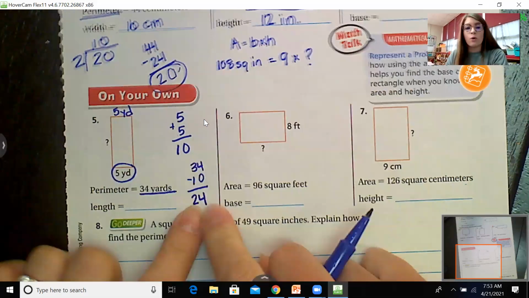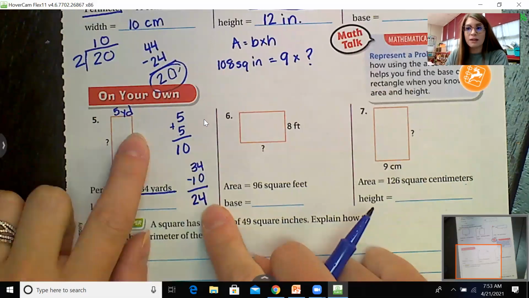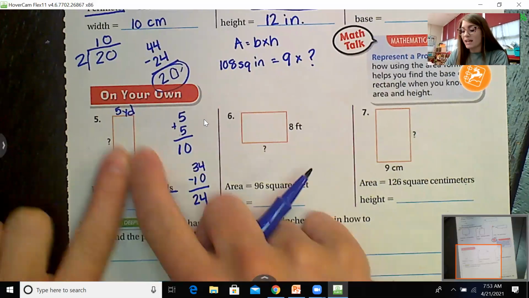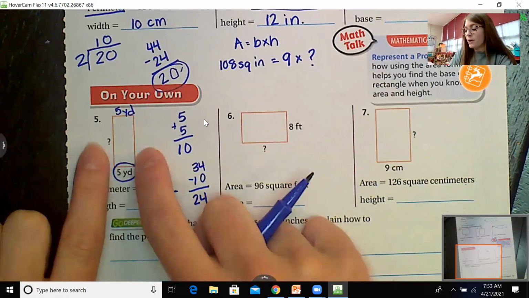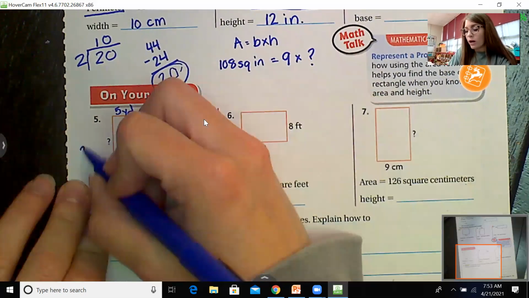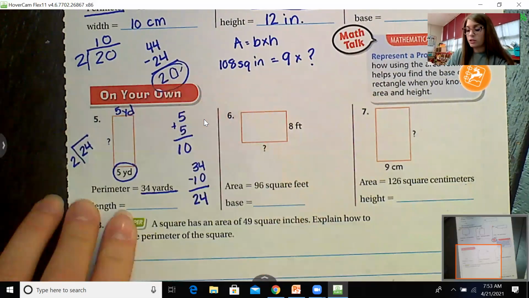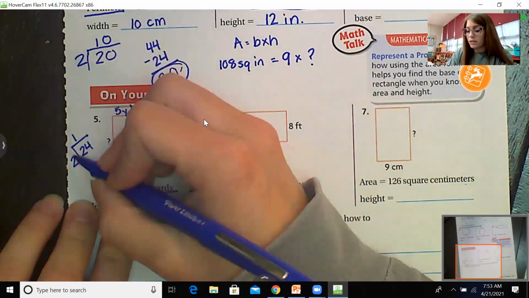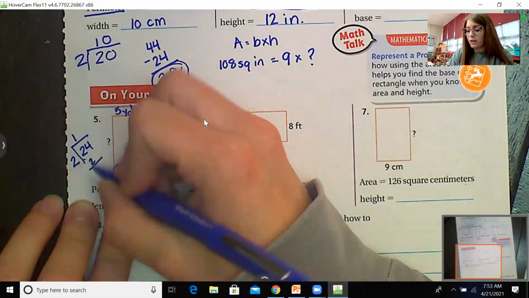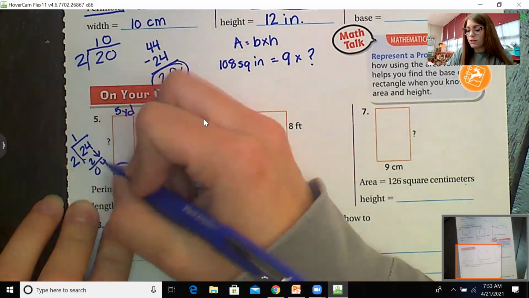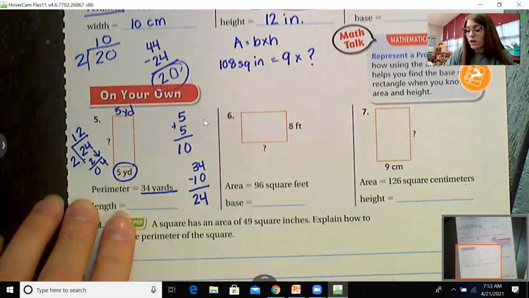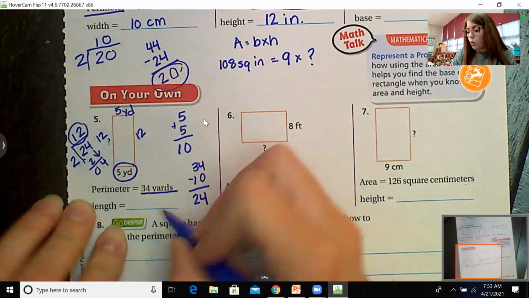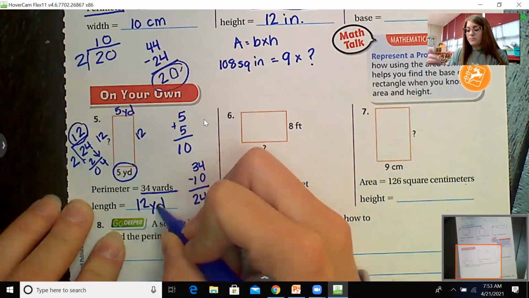Now, does that mean 24 is my length of this side and this side? No. So we're going to take this 24 and we're going to divide it between the 2 sides. So when I do 24 divided by 2, 2 can go into 2 one time. 2 times 1 is 2. Bring down our 4. 2 can go into 4 2 times. So each of these sides is going to be 12 yards.